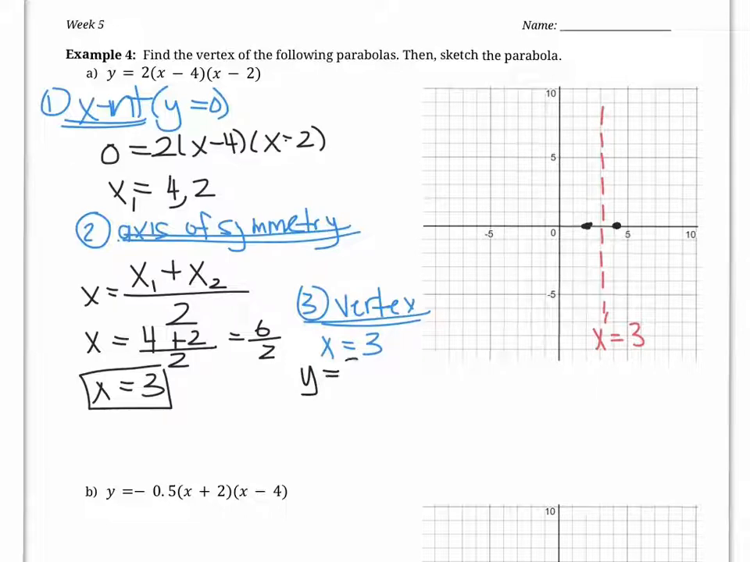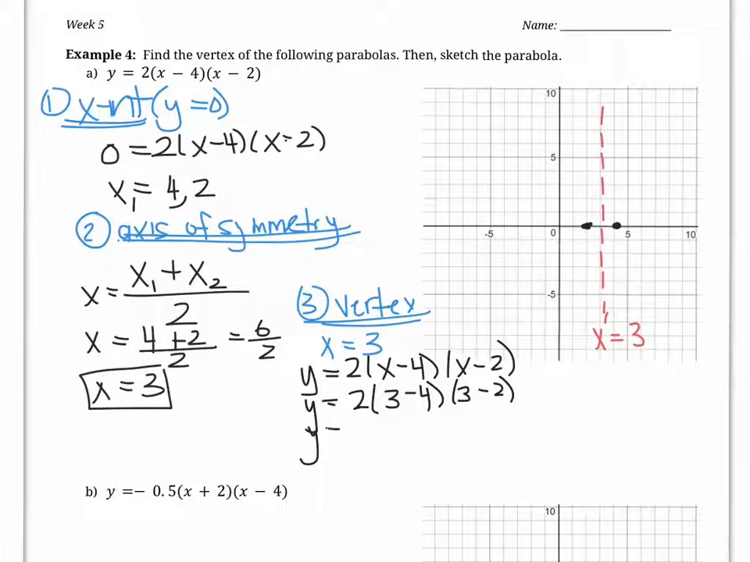So I'm going to start with our equation, y equals 2(x minus 4)(x minus 2), and I'm going to plug in 3 for x. So I have y equals 2. Instead of x, I'm going to plug in 3, and again right here. And this is going to make negative 1. This is going to make positive 1. So this y value is 2 times negative 1 times 1, which is negative 2.